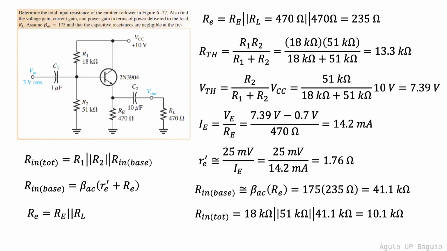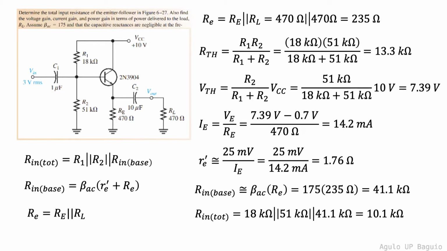and from there determine the input base resistance, which will be used to determine the total input resistance. However, to determine the input base resistance, we also need to determine the AC emitter resistance. This we solve from the DC component of the circuit. We begin by solving for the Thevenin voltage and resistance. We obtain it to be 7.39 volts and 13.3 kiloohms.